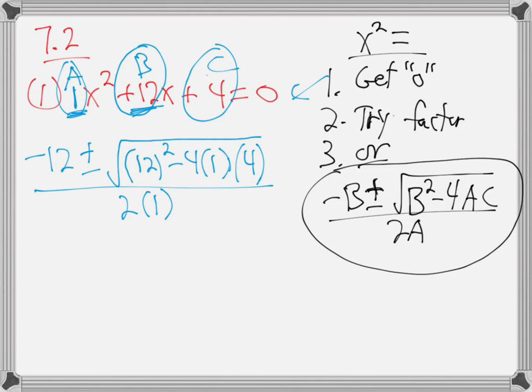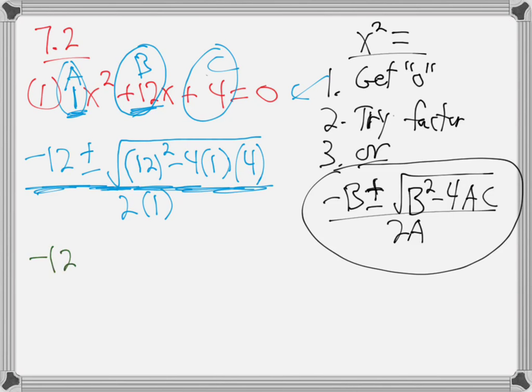Now, a couple mistakes I've seen over the years. Make sure your bar goes all the way. It's a common mistake to only have the bar under the root part. That's not right. That denominator is under both the front part and the root part. It's under the whole thing. All right, let's crank it out.